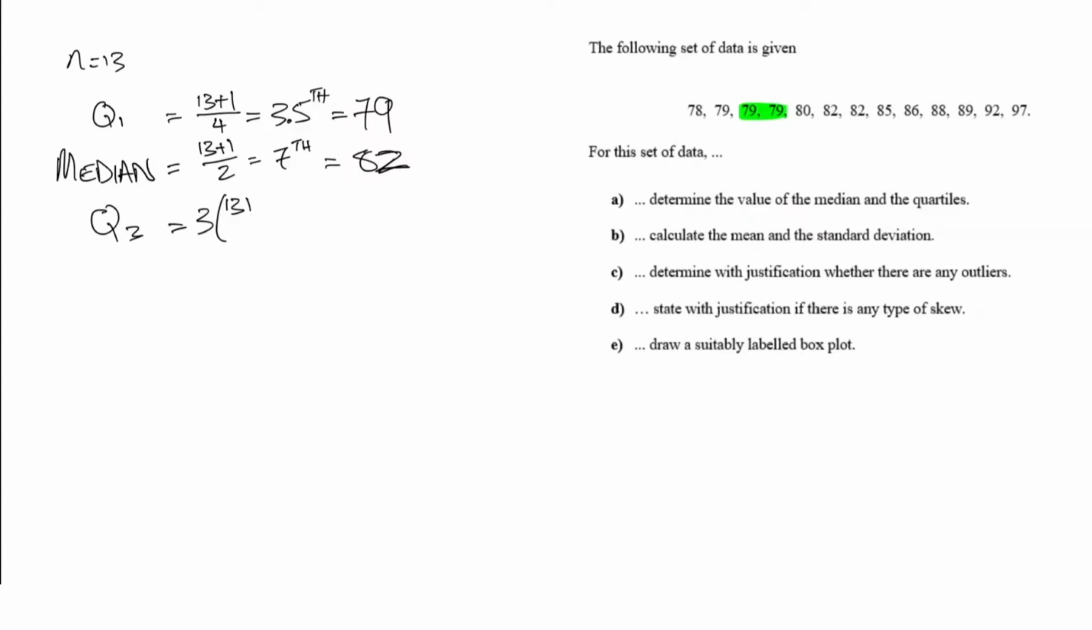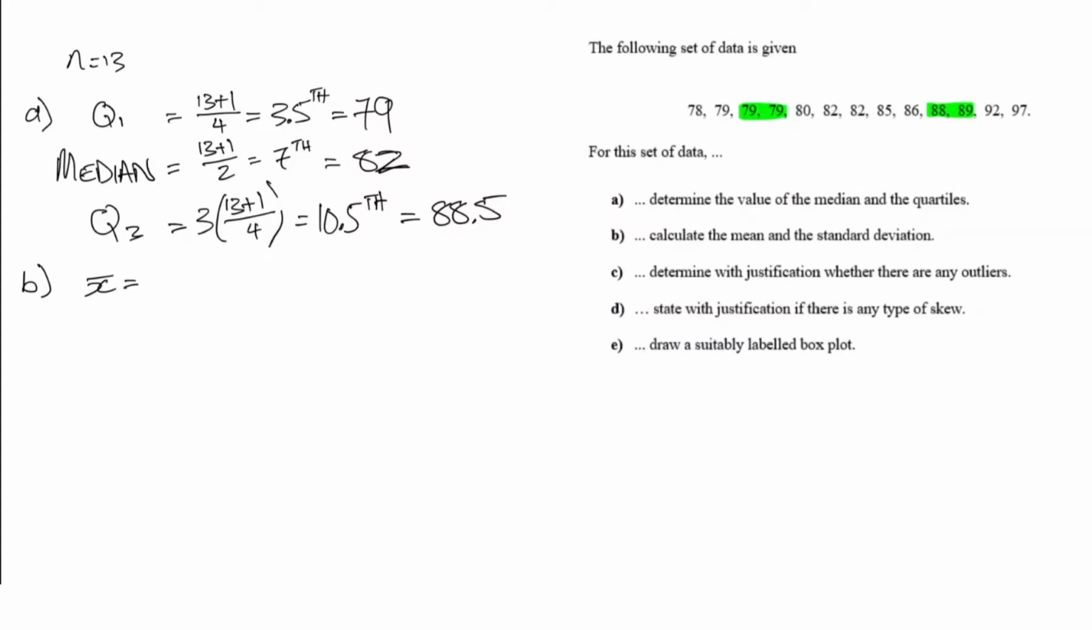For the upper quartile, it's going to be 13 plus 1 over 4 times 3. It's the 10.5th piece of data. It's in between the 10th and the 11th, so it's going to be 88.5. Okay, so I found my quartiles and the median.